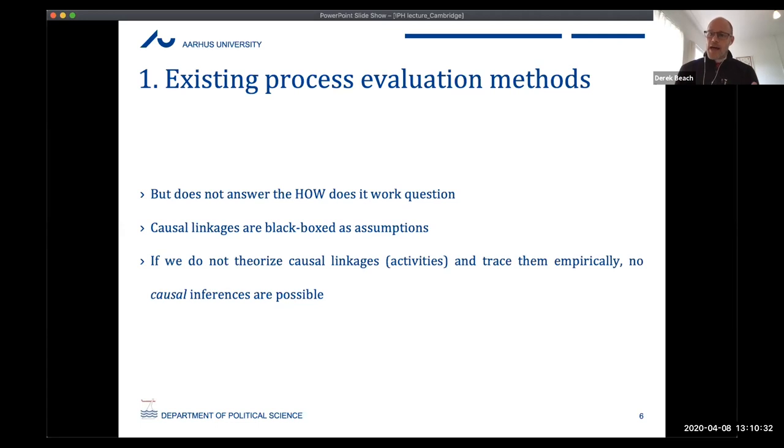And the problem with that is that if you don't explicitly theorize activities, like people: I do this, it then leads somebody else to do that. If I don't theorize that explicitly, I cannot trace it empirically because I do not know what was going on. Which means that at the end of the day it becomes a descriptive analysis, unless you are actually trying to theorize and then trace empirically those causal linkages in a process.